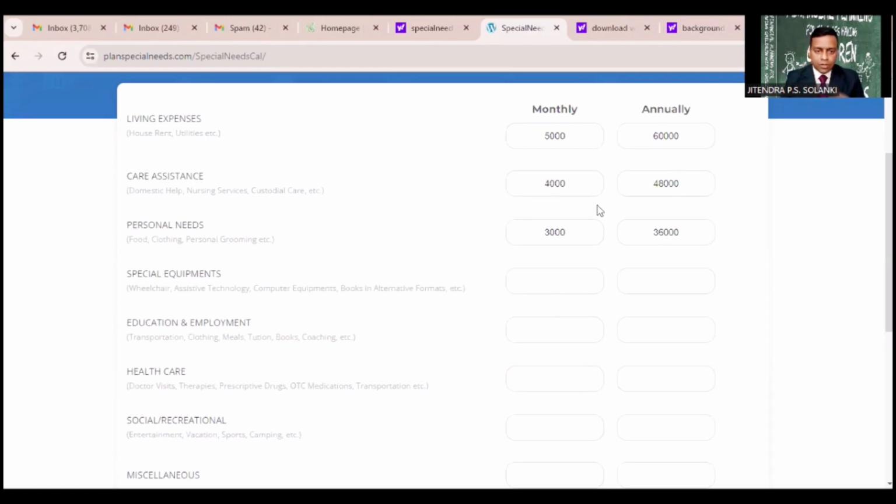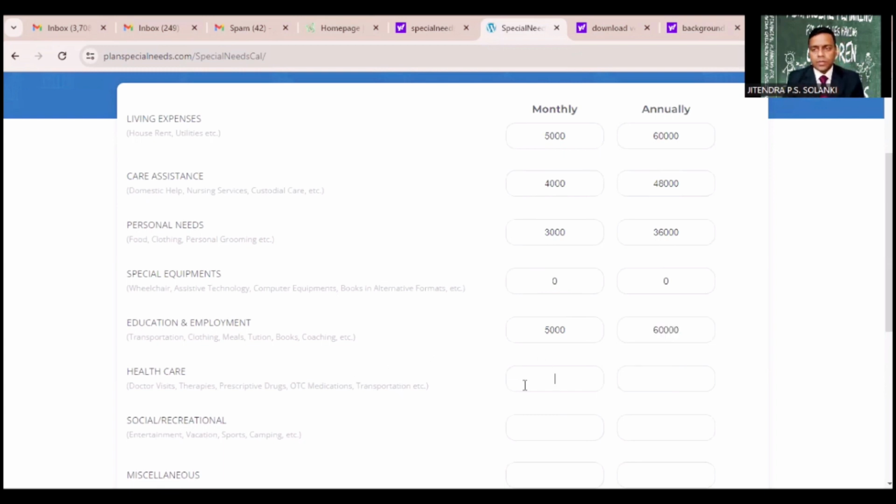Special equipment, if at all you require, say maybe a wheelchair, assistive technology, computer equipment, books, or any other thing you require, you can put the estimation here. Now it says monthly. If you put annually also, the calculator calculates the monthly expense automatically. So I'll put 0 here in my calculation. Education and employment. So money spent on transportation, meals, tuition, any school where the child is going. I'll put again 5,000 here.